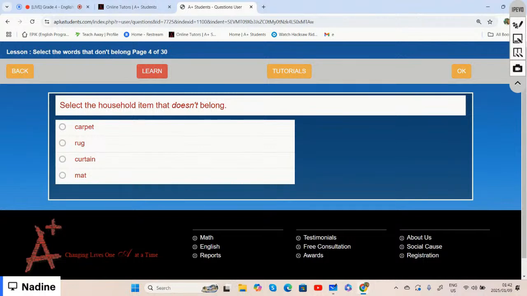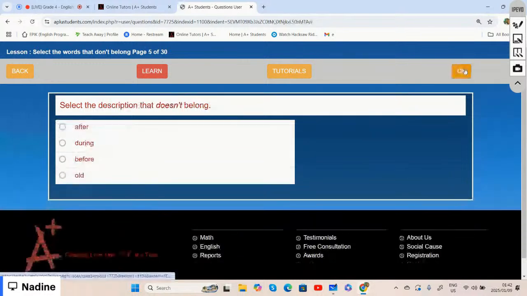All right, then if we were to choose the correct option, then yes, curtain is the household item that doesn't belong, because you have a carpet, you have a rug, you have a mat, right? But a curtain is a household item that doesn't belong with those things. Yes, it is a household item, but it doesn't belong with that group.